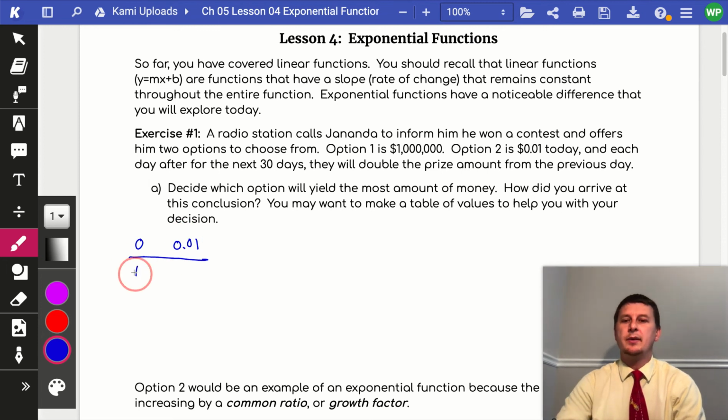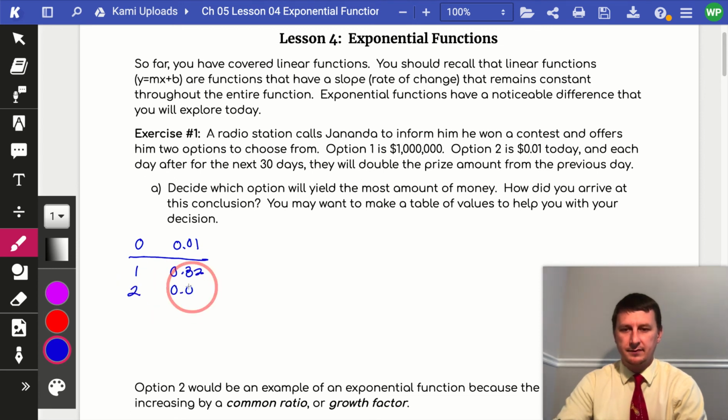Okay, so that means after 1 day, they're going to give you 2 cents. After 2 days, they'll give you 4 cents. After 3 days, they'll give you 8 cents because we're doubling the prize amount every day. After 4 days, we're up to 16 cents. 5 days, we're up to 32 cents. 6 days, we're at 64 cents.